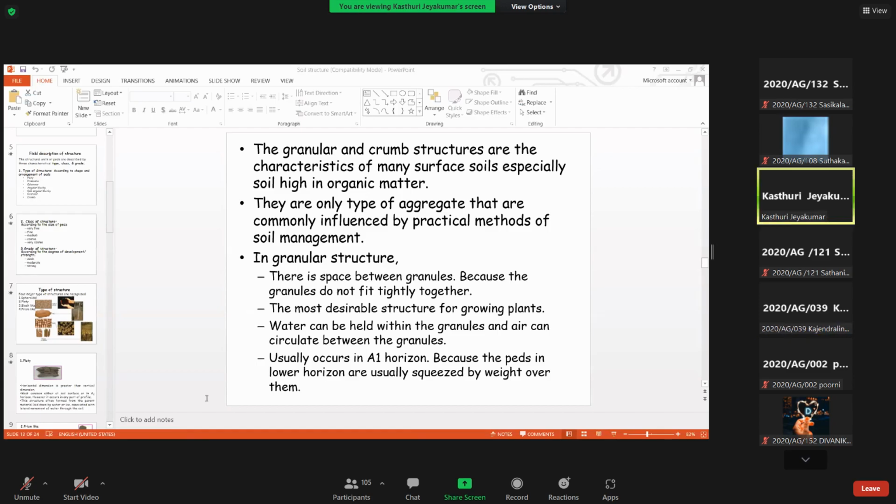Okay, thank you. Very good. And I got a question from 030. Madam, can you explain the effect of mineral matter to bulk density? I couldn't get that point. So who is going to explain this reason? Can you explain the effect of mineral matters to the bulk density? How the mineral matters affect the bulk density? Any volunteer?